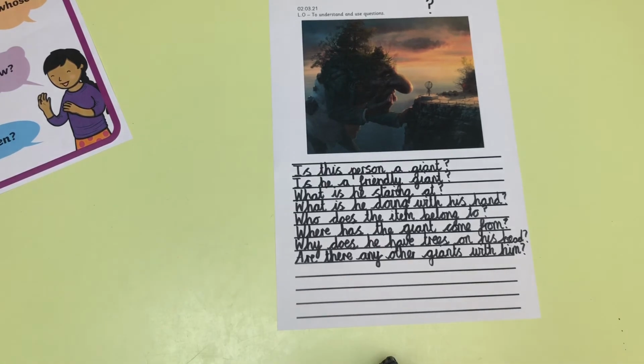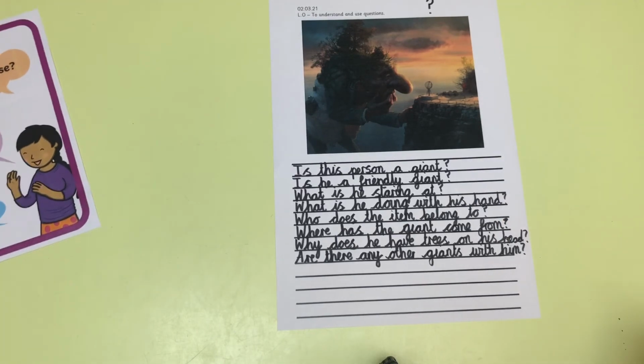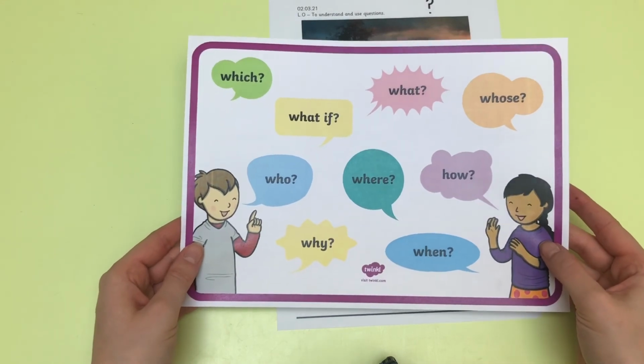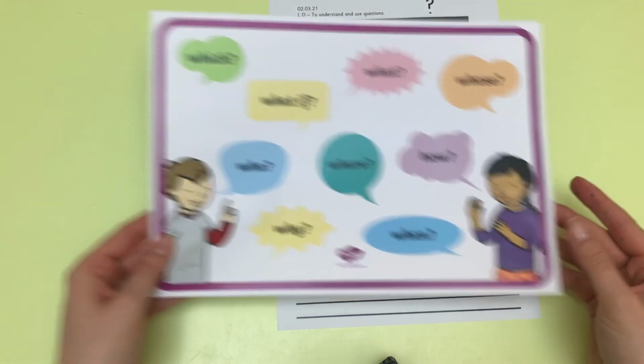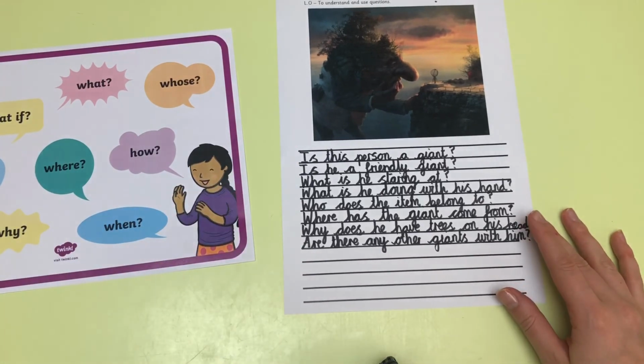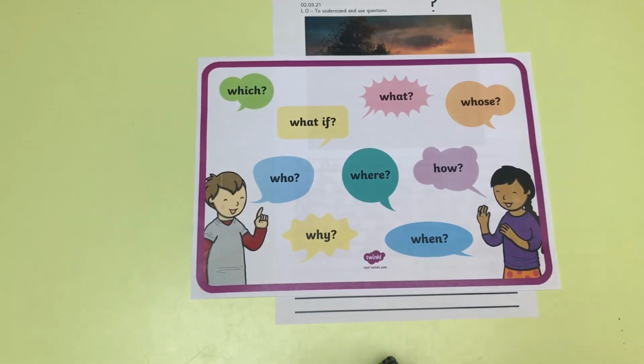So I'm really thinking carefully about what questions I want to ask. What do I want to know about this picture? And I'm using my different ways to start my question sentences. I'm not just starting with why every time, I'm really trying to vary the way I ask my questions.